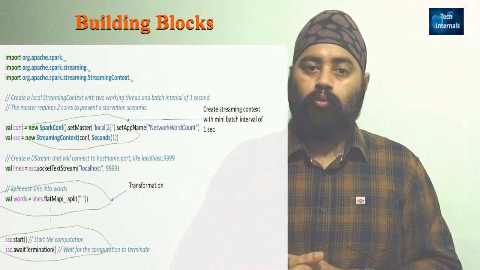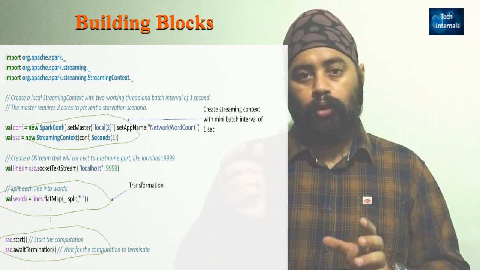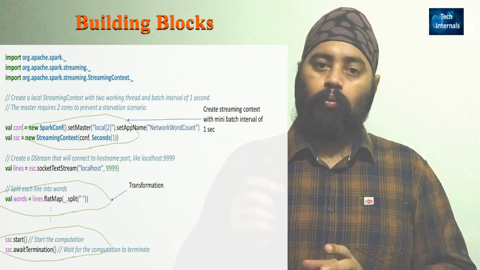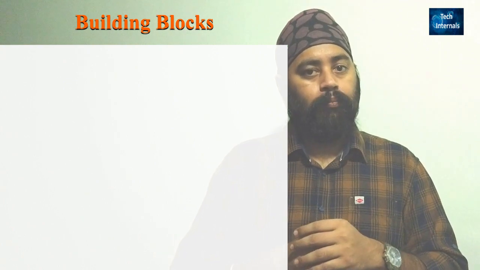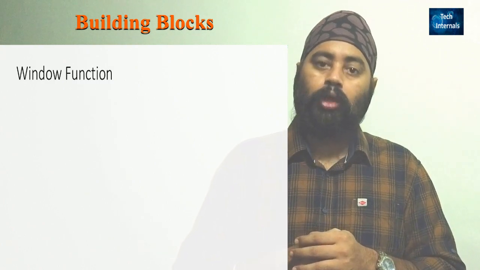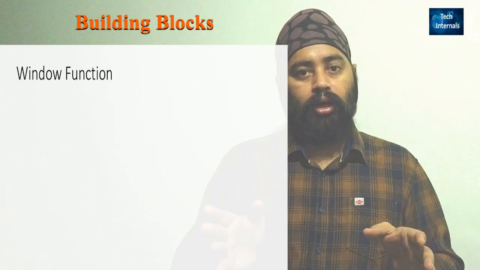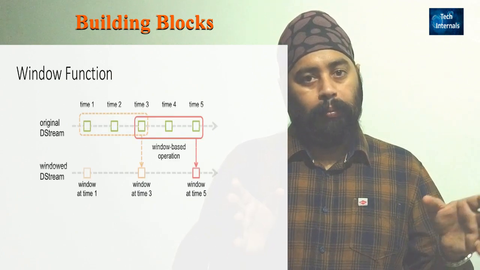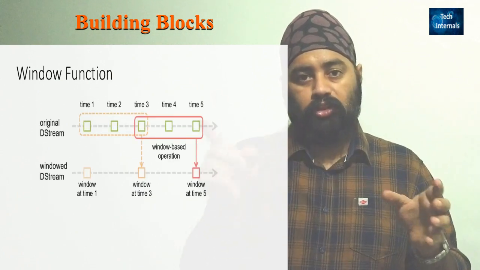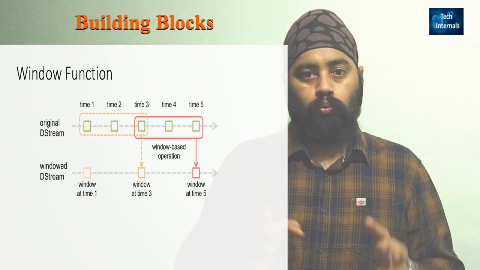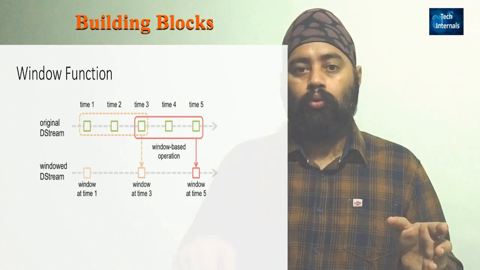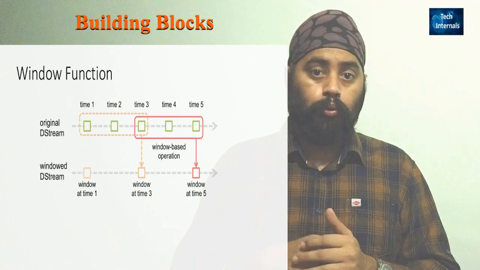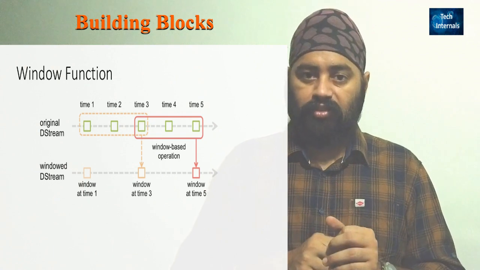Now let's talk about a use case where, instead of operating on each batch, each time frame, I want to do one operation on multiple small batches. Spark Streaming provides a way called the window function, where you can define a window of the last, say, 10 seconds. Assume I need to use all the data which came in the last 10 seconds and count the number of transactions in that period. How can I do it? I can create a window of the last 10 seconds.